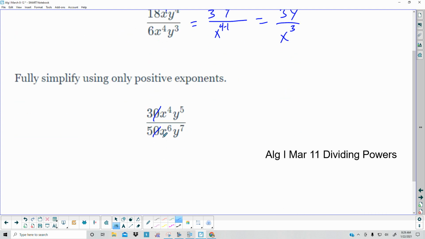The zeros cancel on both, so I have 3/5. There's more x's downstairs, 6 minus 4. There are more y's downstairs, 7 minus 5. So I have 3 over 5x squared y squared. And that's your answer. That's a y.